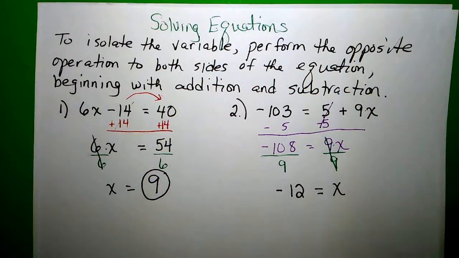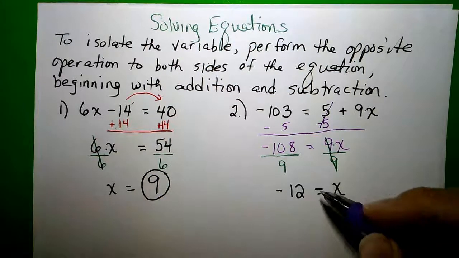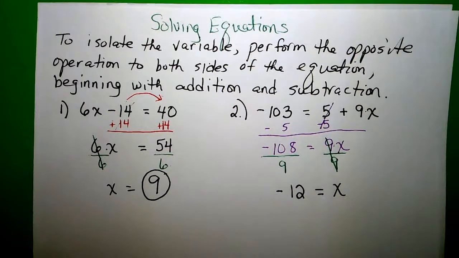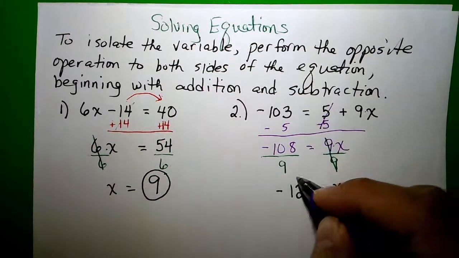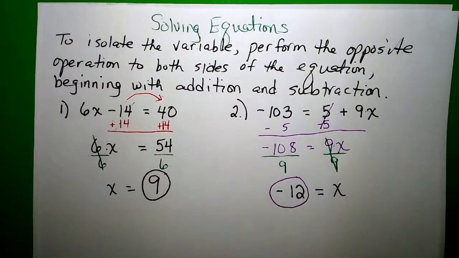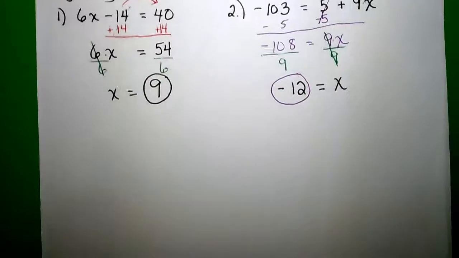So, I think I mentioned having those multiplication tables memorized. If you don't have the 12s memorized, then punch in 108 divided by 9. Negative 12 is our answer there. Let's do another example.